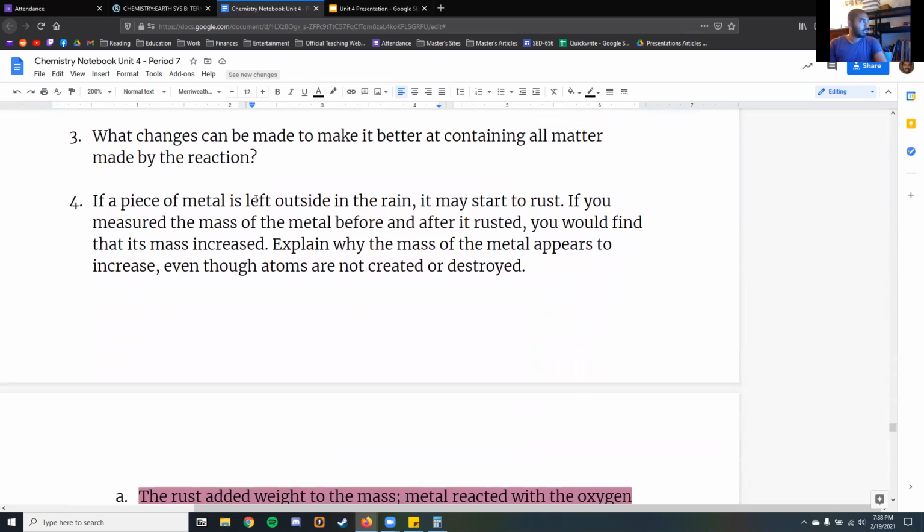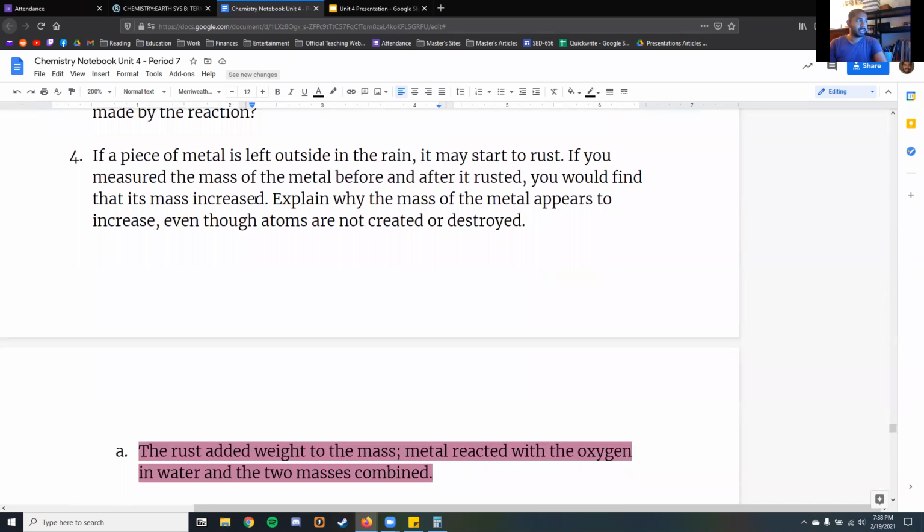Now, for number 4, we talked about rust and why rust seems to gain mass. And I asked you guys, and it seemed that with water being added to the equation, the metal absorbs some of that oxygen, and so you got a combined mass going on. And that's typically why your mass will tend to increase, even though nothing's being created or destroyed.